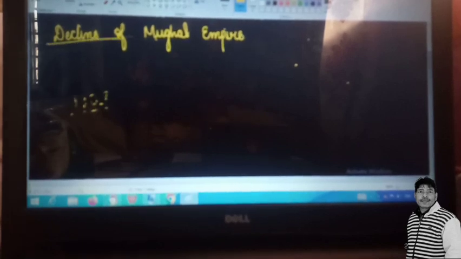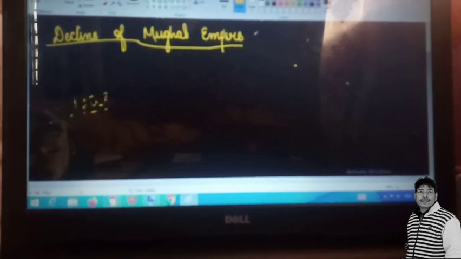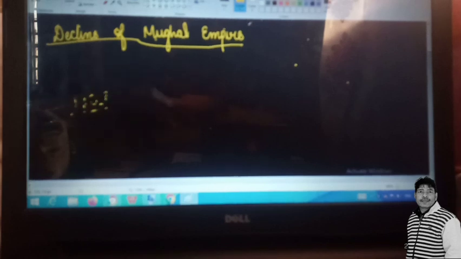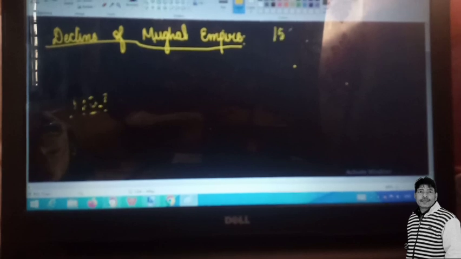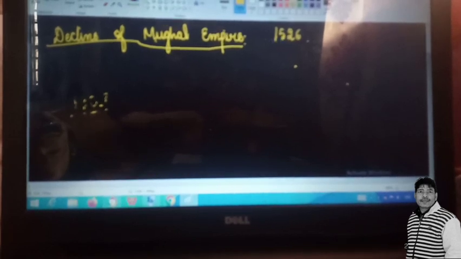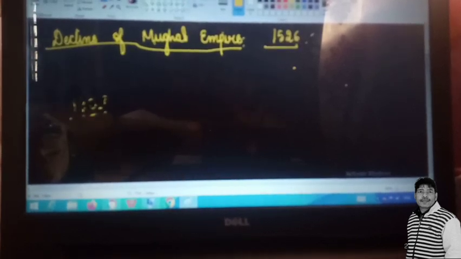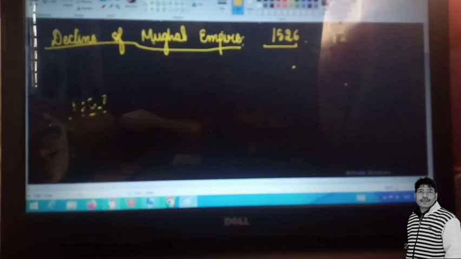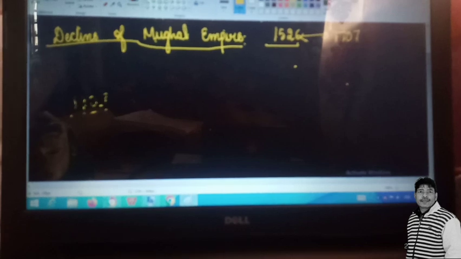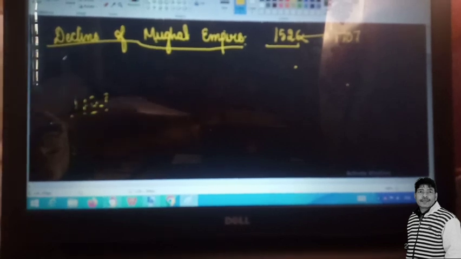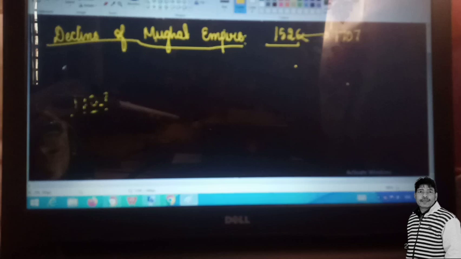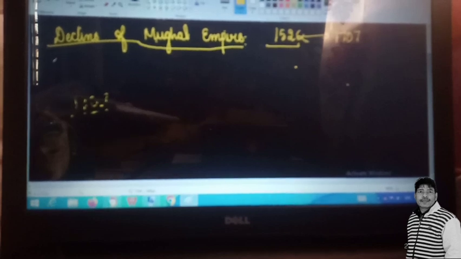Decline of the Mughal Empire suggests the decline of the Mughal kingdom, which had flourished for many centuries. The Mughal kingdom began with the advent of Babur and it ended its influence with the death of Aurangzeb. So here we shall see the failures of the Mughal Empire and the reasons which affected its decline.